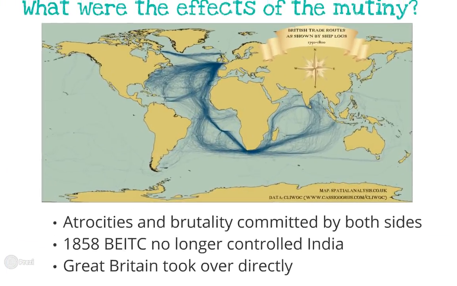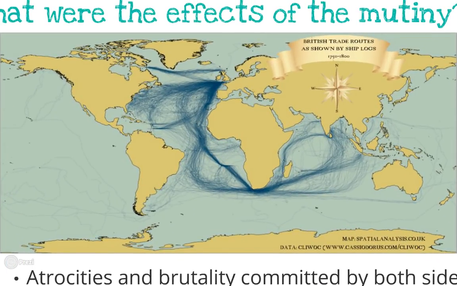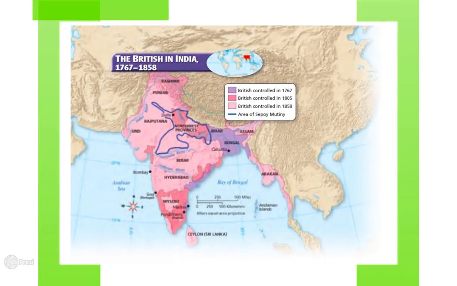Okay, so if you look here at this map, it'll show you Britain's touch and where they were involved all over the world. These are all their trade routes, okay, from the 1700 to 1800. So the British were in India when you look 1767, 1858. So if you look, you can see the purple, the dark pink, and then the light pink and how they expanded. And then the blue lines are where you can see the Sepoy Mutiny occurred in India, which is really in the heart of India if you look right here. But this slow spread over time.